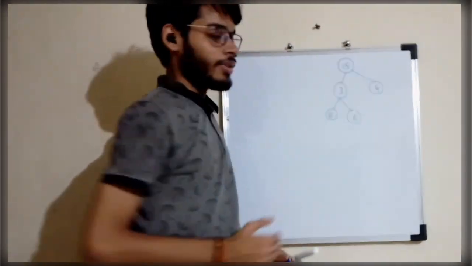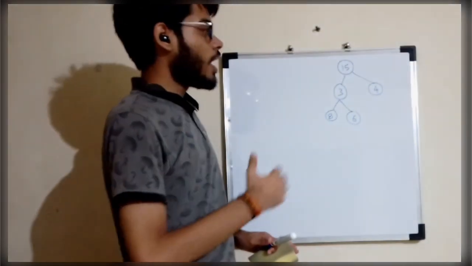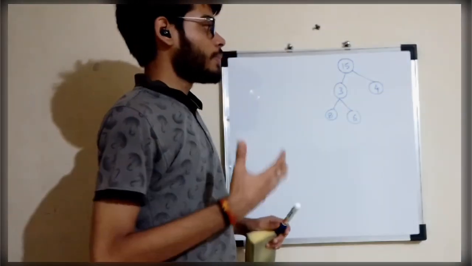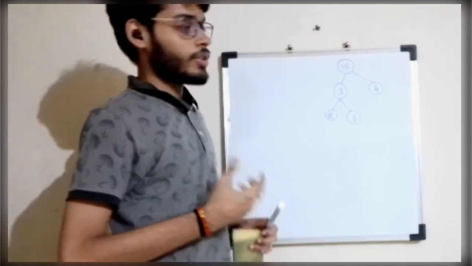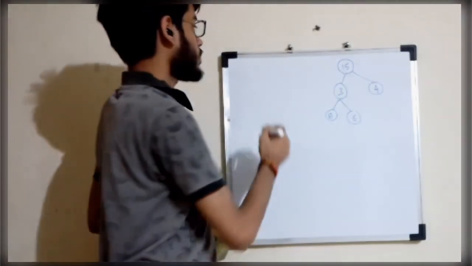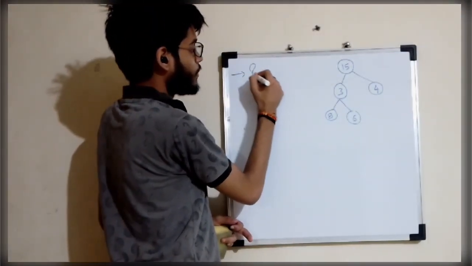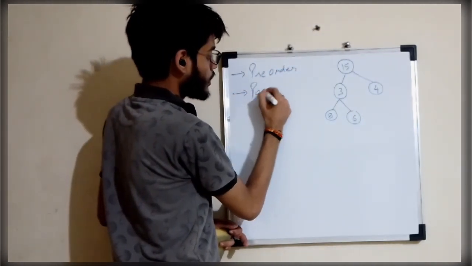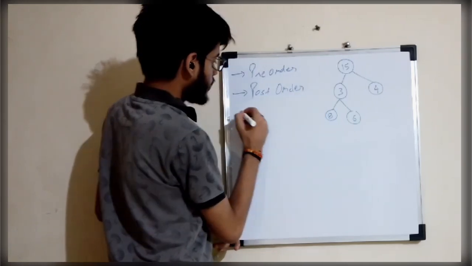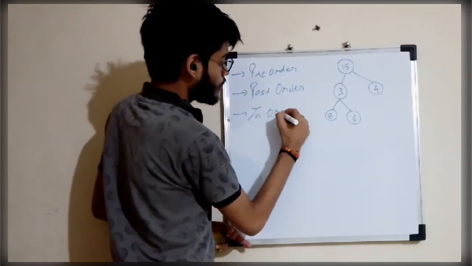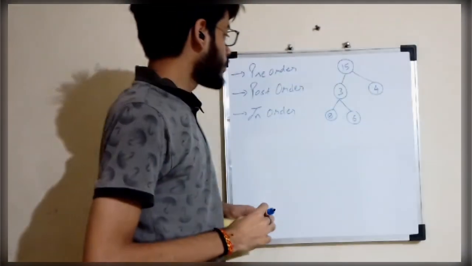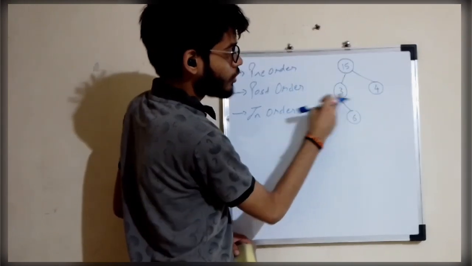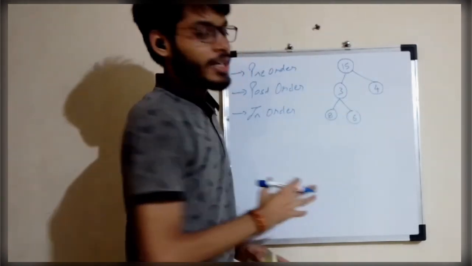So this is a binary tree, and we'll be looking at how we can traverse a binary tree. There are some approaches in which you can traverse your binary tree. We'll be talking about 3 approaches over here: pre-order, post-order, and in-order. Before that, what does traversal mean? Traversal basically means visiting each of the nodes and printing the value of them.